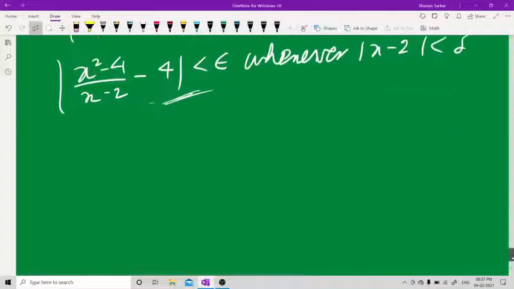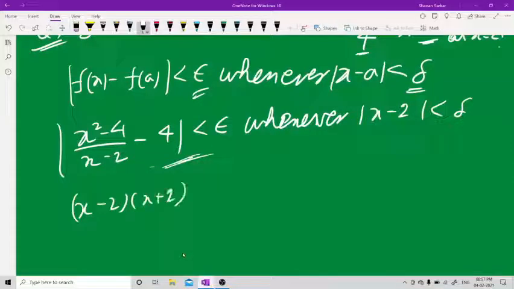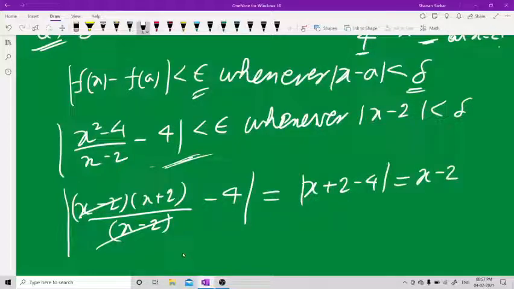Computation here is exactly like the limit one. You write this as x minus 2 and x plus 2, a plus b and a minus b. And then this is x minus 2 minus 4. Cancel this 2. You will get x plus 2 minus 4, and this will be x minus 2.